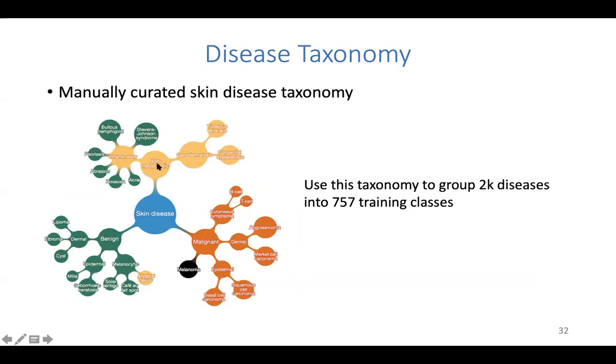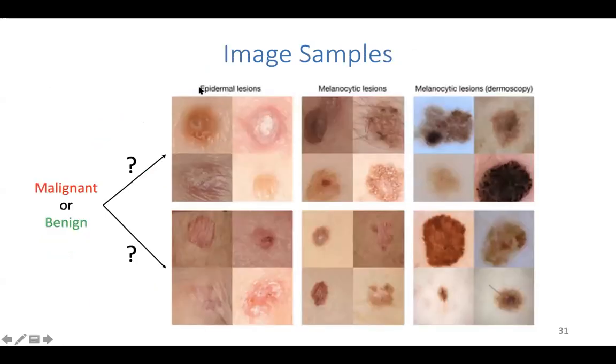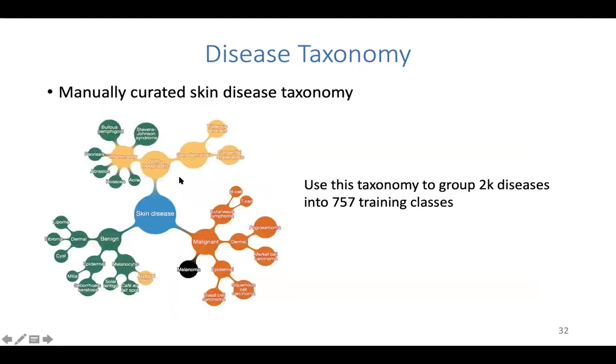So there are 3 major categories: non-neoplasm, and then benign neoplasm, and malignant neoplasm. And then there's subcategories, sub-diseases. And they use this novelly created skin disease taxonomy to group the 2,000 diseases into 757 training classes. So basically, they train Inception model to perform 757 way multi-label classification. Or actually, I think they do multi-class classification, because this small lesion can only be one class at a time. It can't be multiple classes at a time.